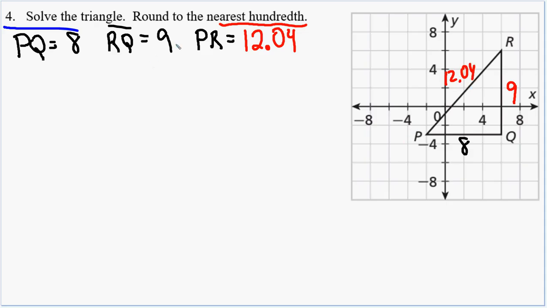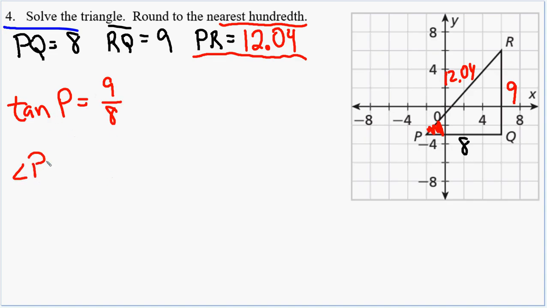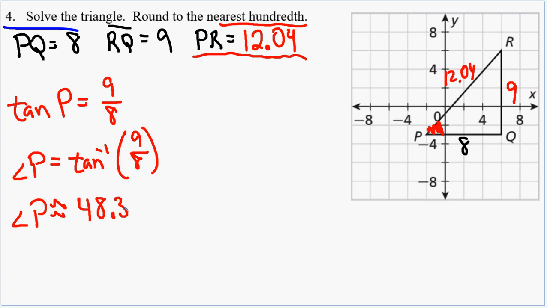Now what I like to do here, because we had to find the hypotenuse and we did round that off, I'm going to use red ink and go down here to angle P. We have the opposite side, 9. We have the adjacent side, 8. So we could do the tan of P is equal to 9 over 8. And then, of course, to get angle P alone, we're going to use tan inverse. So 9 divided by 8, then tan inverse. Angle P is about 48.37 degrees.